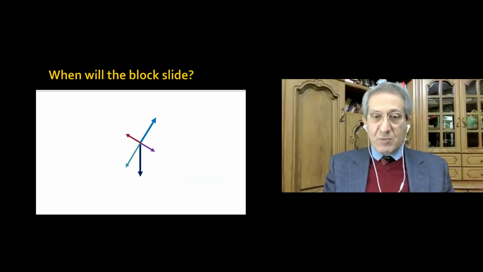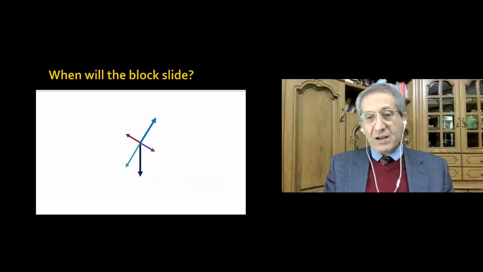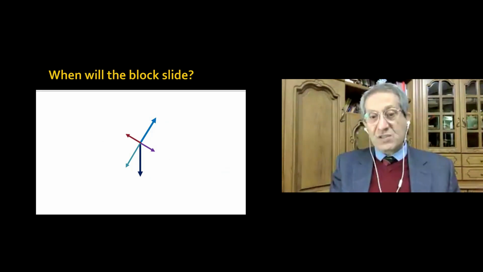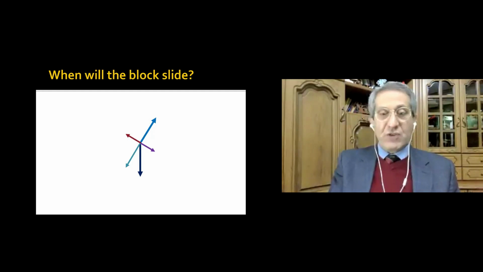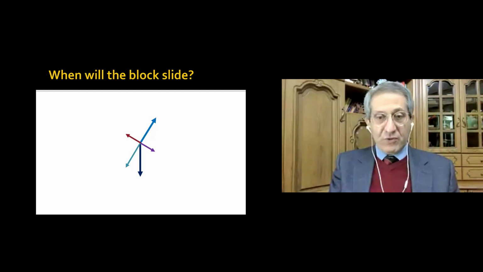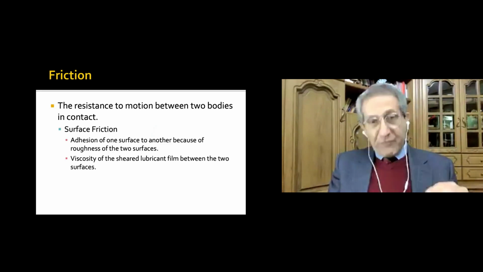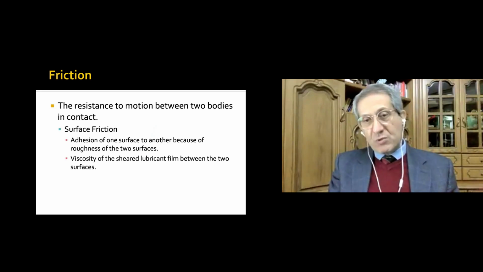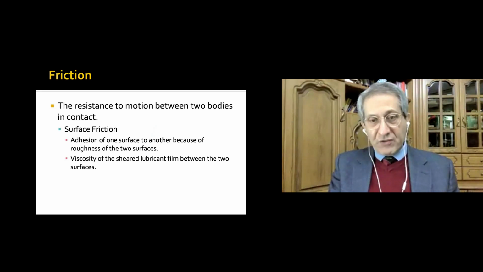It is obvious that the block will start to slide at a smaller angle if the surface were rough as wood, for example, compared with a smooth surface such as glass. The force due to friction will obviously depend on the nature of the two interacting surfaces. The heavier the object, the more difficult it would be to move. Friction is therefore a force that resists relative motion between two interacting surfaces, either due to adhesions caused by surface roughness or viscosity of the shearing lubricant film between them.